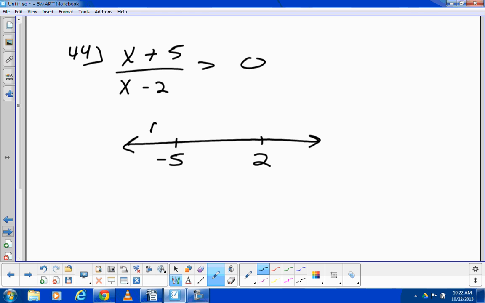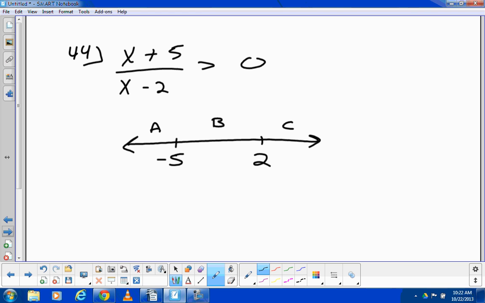Now, this is the way I do it. I label my intervals so I can talk about them. So I call that one A, I call this one B, and I call this one C. Now, what I'm going to do here is pick any random numbers in those intervals and see if it would make it true, to see if it would be a solution. So to see if interval A is a solution, I'm going to pick a value in interval A, plug it in, and see if it works.